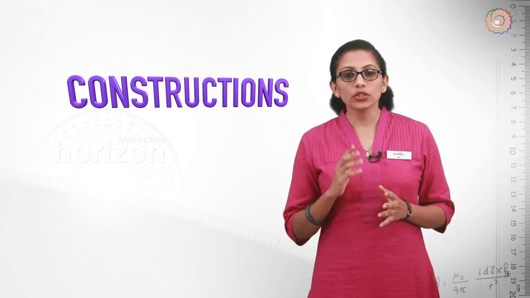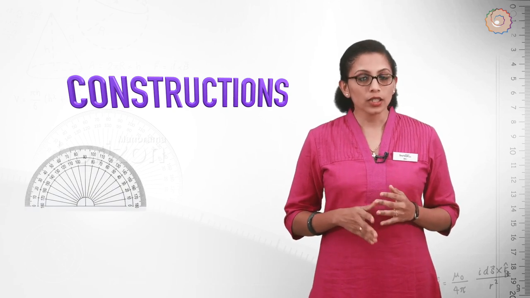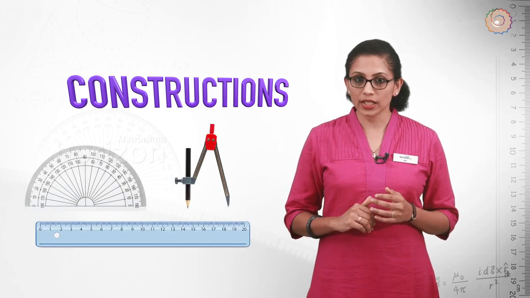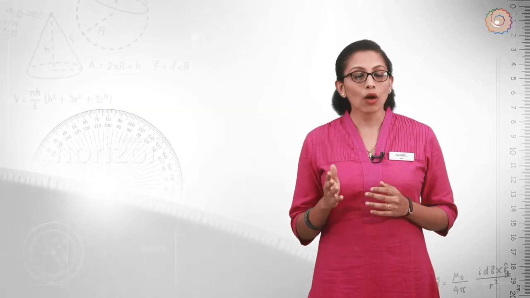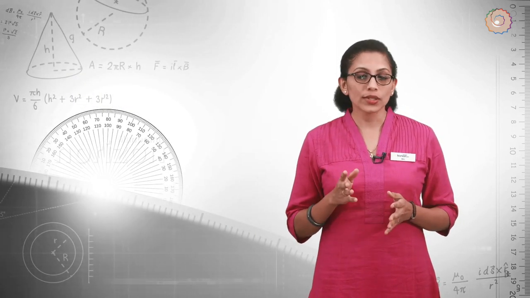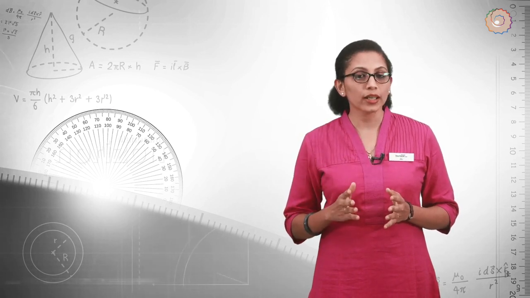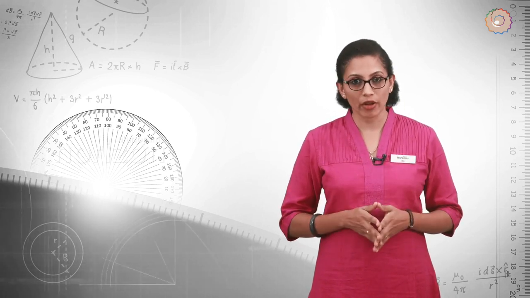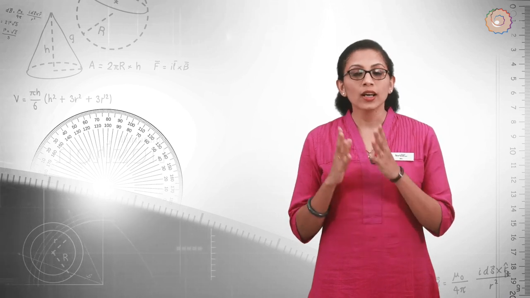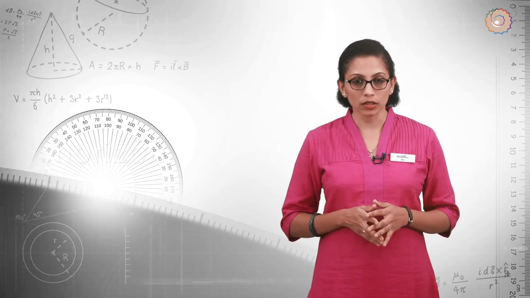Now, let's move on to the topic. Tools required: we will need a protractor, a compass and a graduated scale. We need to know how to divide a line segment in a given ratio. Also, to construct a triangle similar to a given triangle as per the given scale factor, and to construct the pair of tangents from an external point to a circle.